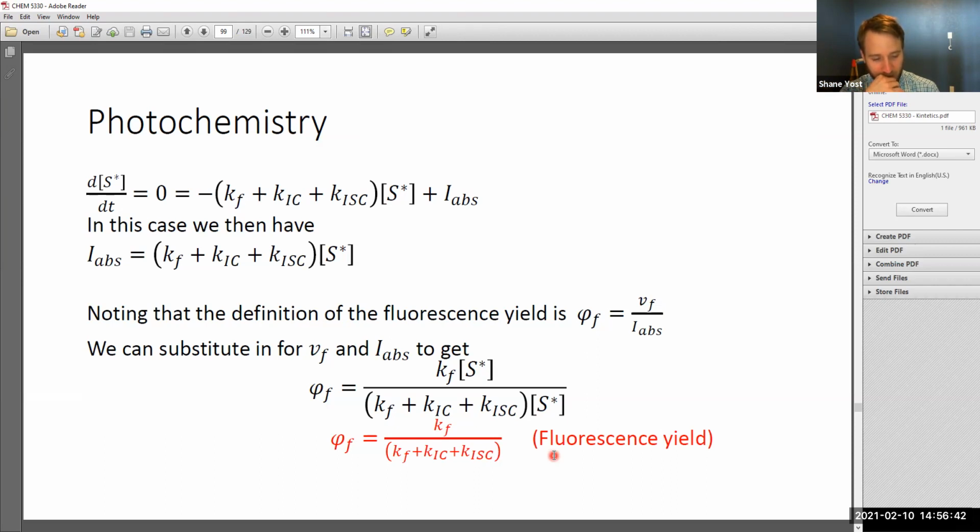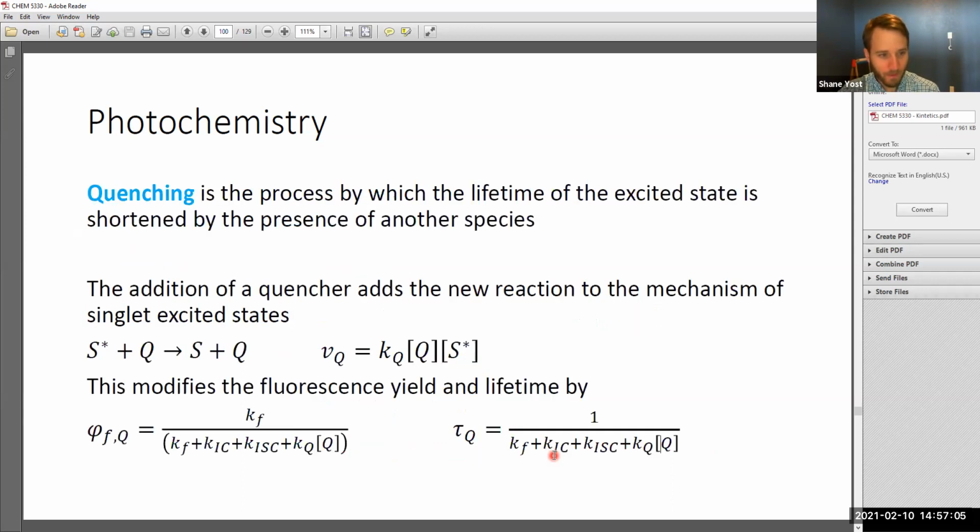So, questions about how we got this fluorescence yield, anything again about rates of excited states before we continue on with it? All right. Okay. So let's talk about quenching. This is an aspect of photochemistry and the kinetics within photochemistry that's used quite often.